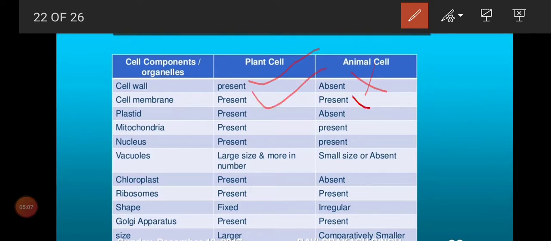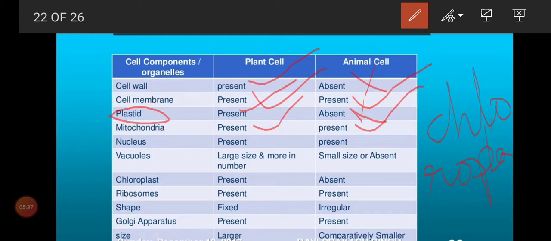Cell membrane is present in both plant and animal cell. Plastid, what is plastid, children? Plastid is a chloroplast. What is the other name for plastid? Chloroplast. Because of the plastid only the plant is able to prepare its own food. So chloroplast is present in plant cell but it is absent in animal cell. Mitochondria is present in both plant and animal cell. Nucleus also is present in both plant and animal cell.